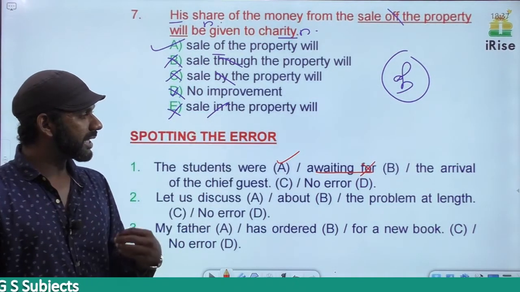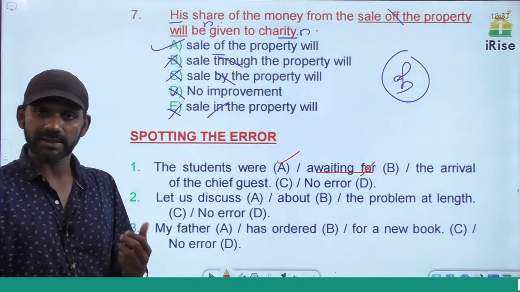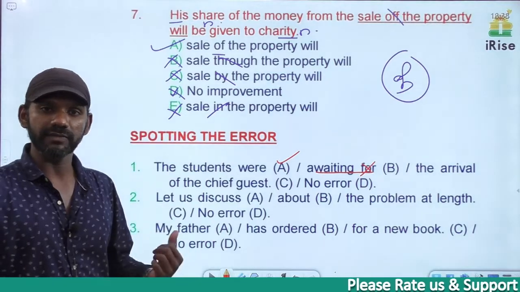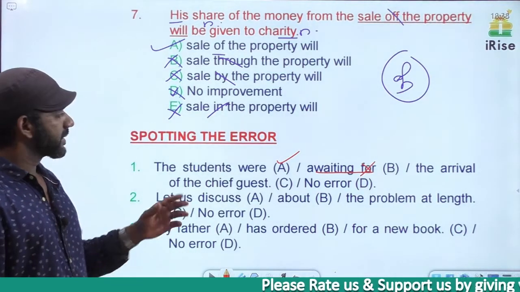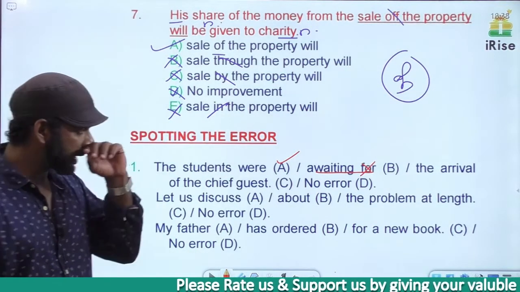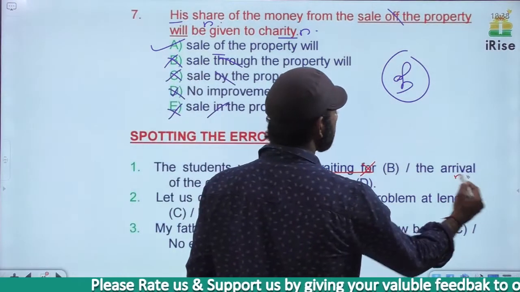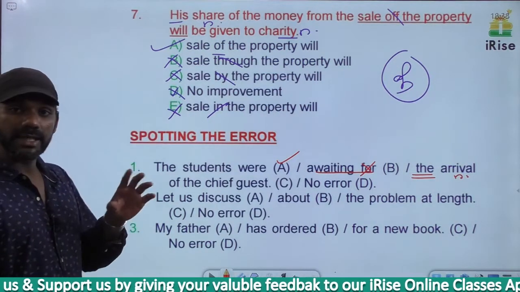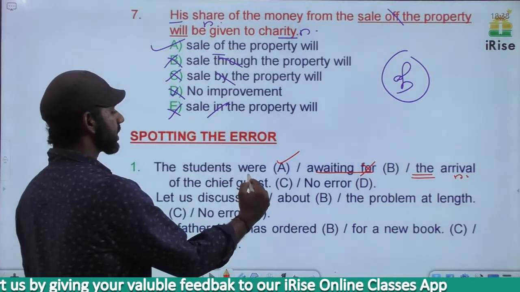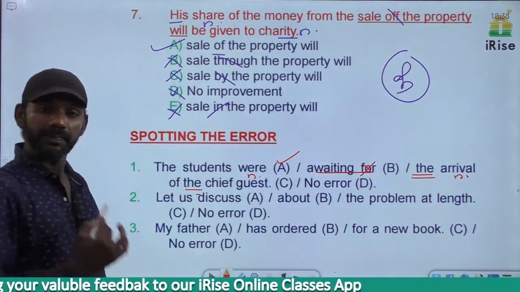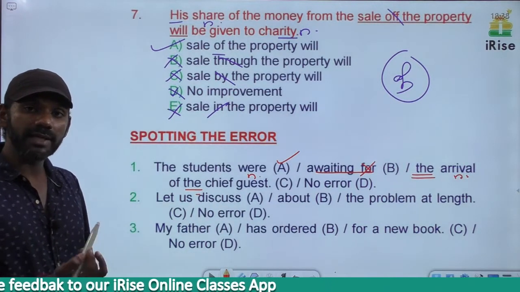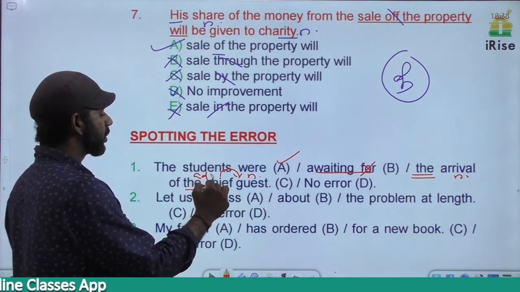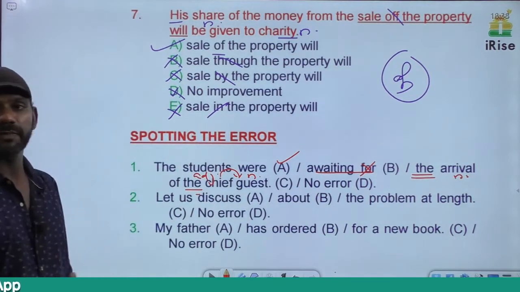The students were awaiting the arrival of the chief guest. Completely fine. Or the students were waiting for the arrival of the chief guest. That is also completely fine. Arrival is a noun here because the is an article. After every article comes a noun. Of the chief guest. Guest is a noun because of the article the. Chief guest, in the sense the word chief describes guest. Any word that describes a noun is called an adjective. So chief becomes an adjective.